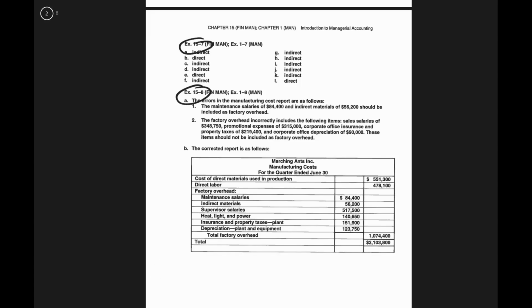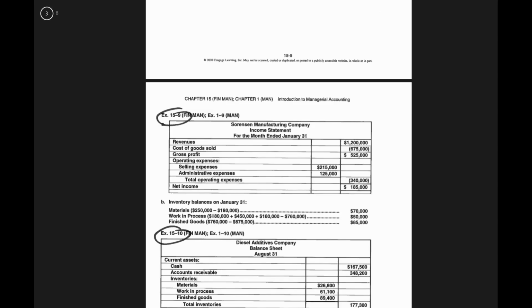Number 9, again, they give you a whole bunch of information here. The following events took place, and it asks you to prepare a January income statement for this manufacturing company, and then determine the inventory balances. So what they have here is our income statement, revenues, cost of goods sold, our gross profit, and then from there we can calculate our period cost, that being selling and administrative, and then you get to your net income.